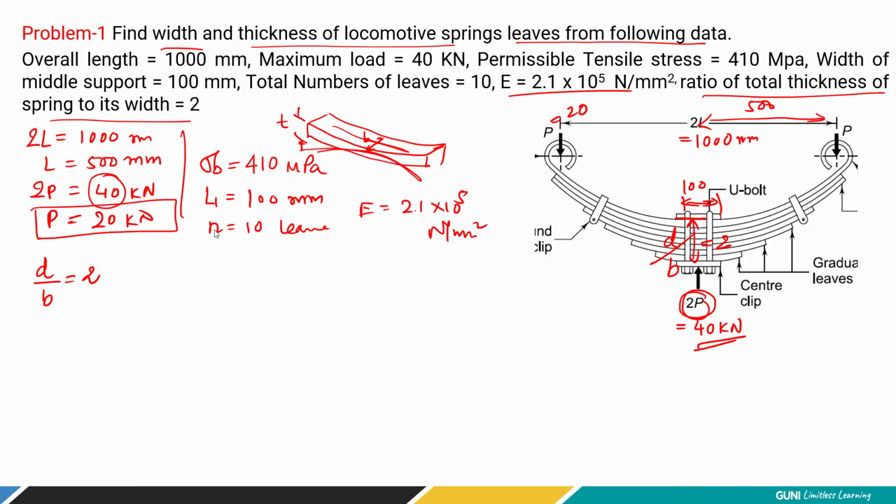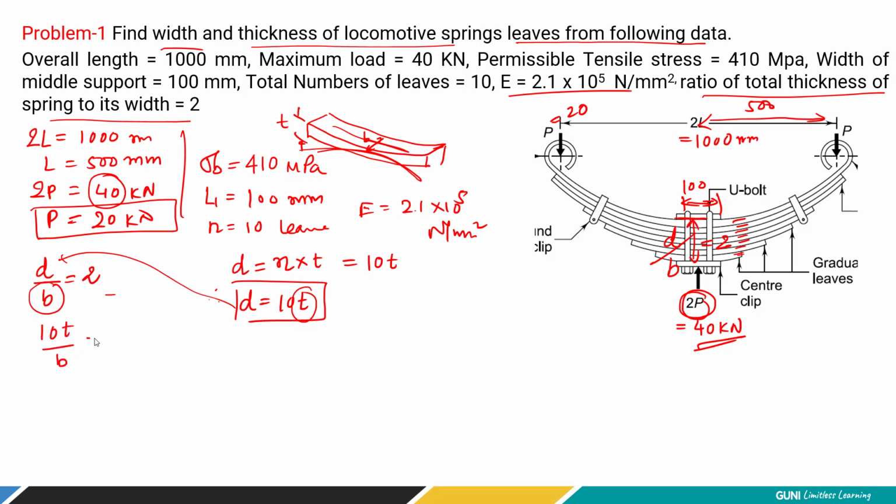Okay. Now let's connect this concept over here, because how many leaves are there? 10. 1, 2, 3, 4, 5, 10. So the total depth is equal to the number of leaves times the thickness of each leaf. Here we have 10 leaves and the thickness of each leaf is T. So I can write the depth is equal to 10 times T. Now what I am trying to do here is connect the width of the leaf spring and the thickness. So I can replace D with 10T in this equation. So it is 10T divided by B is equal to 2.